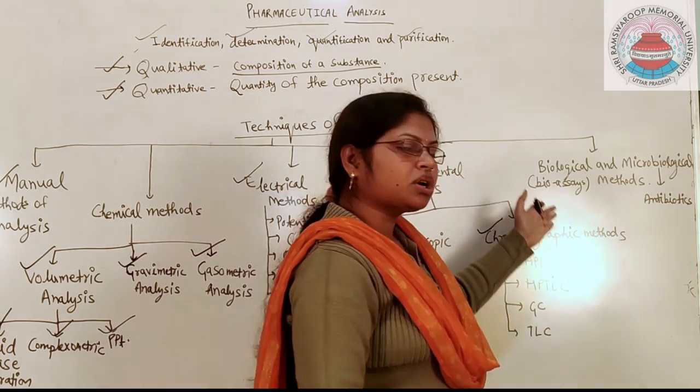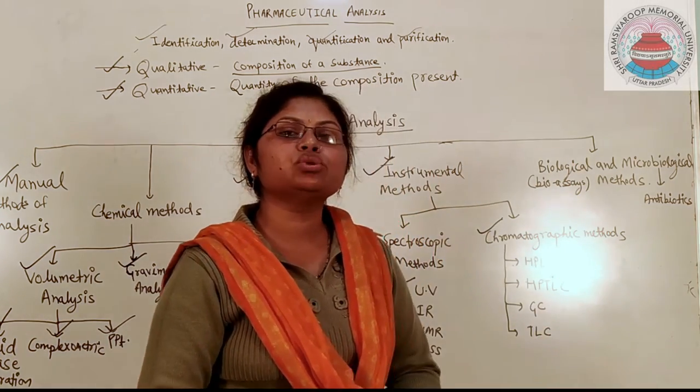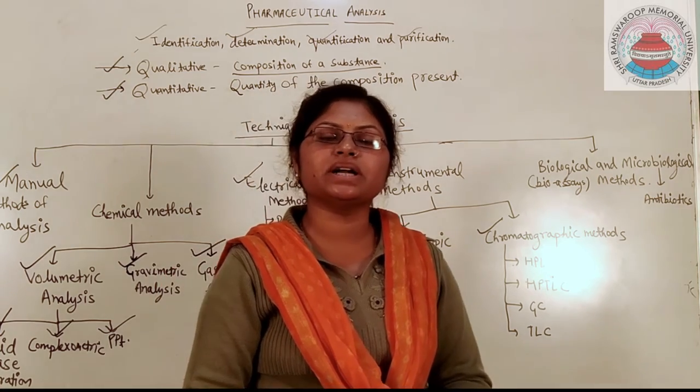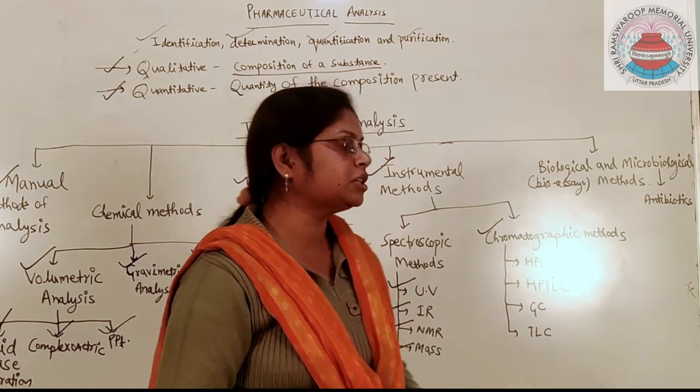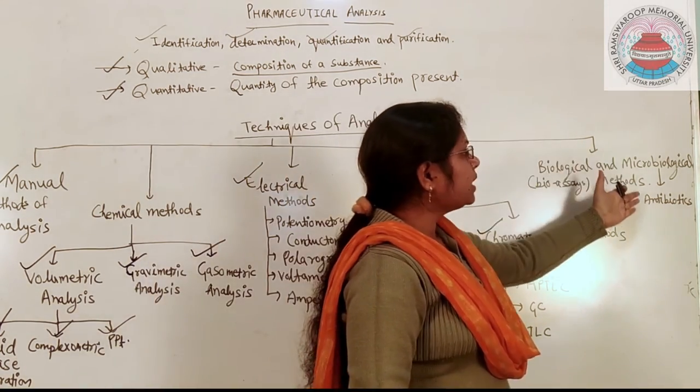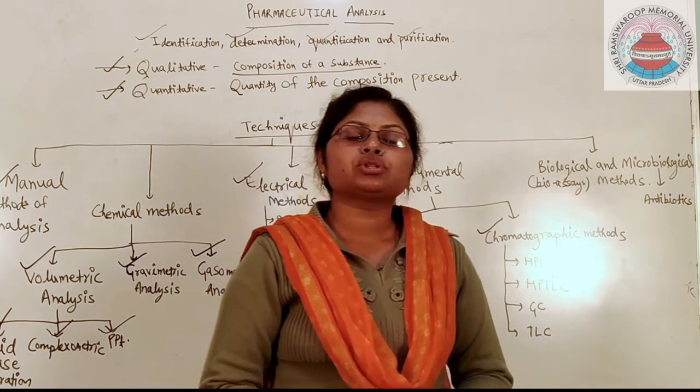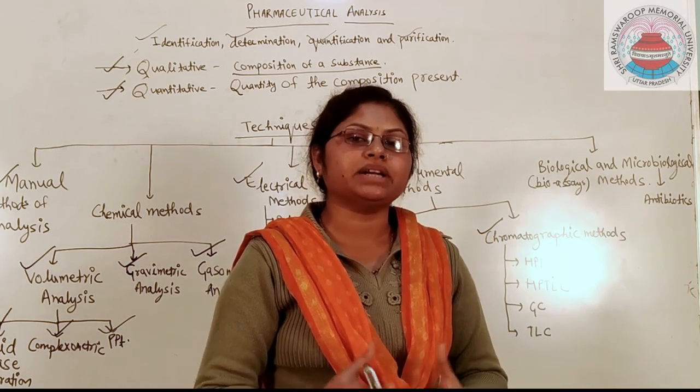The last part involves the biological and the microbiological methods. The biological methods are also known as bioassays, and these are used for those substances which cannot be determined by any chemical or physical methods. And the microbiological assays can be used to determine the potency of antibiotics.